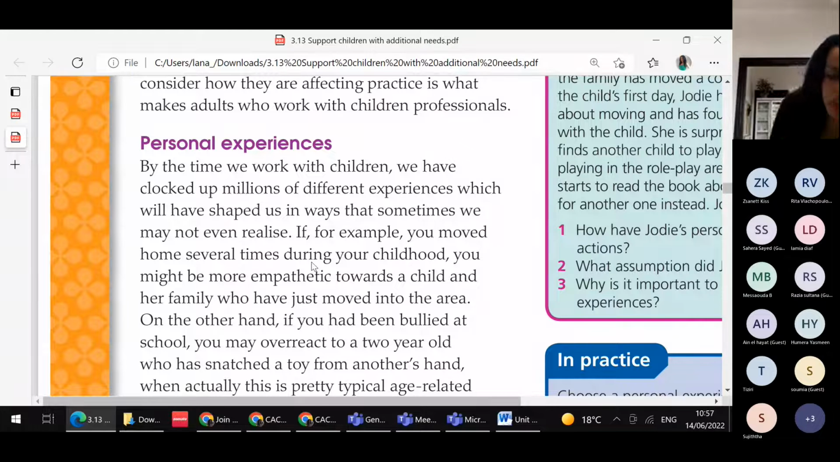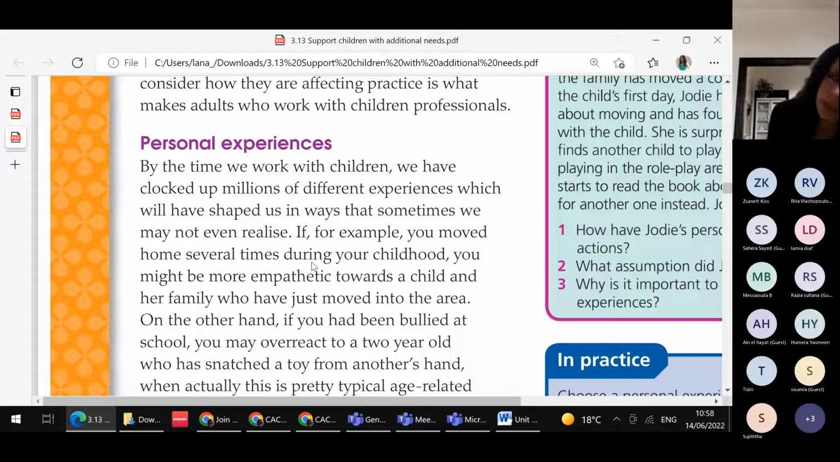So positively, as the book gave you example, that some of us moved a lot around the country or from one country to another country, and then this impacts the way you feel about the child when they go through a transition and move home. So you will be more empathetic towards the child. So that impacts it in a positive way.